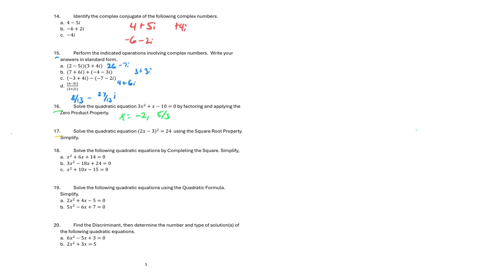17. Solve the quadratic equation 2x minus 3 quantity squared equals 24 using the square root property. So 2x minus 3 quantity squared is equal to 24. So we take the square root of both sides. Since we introduced the square root, we'll look at the plus and minus values of that. We'll continue on with the positive case.